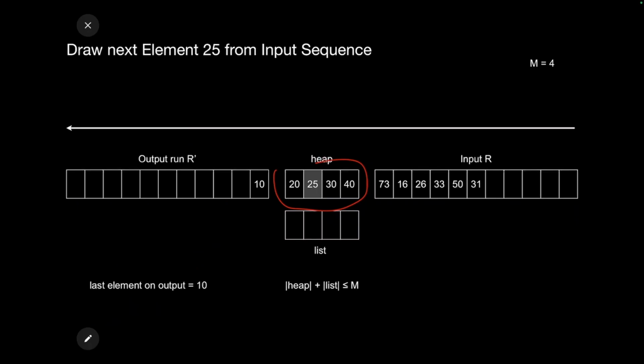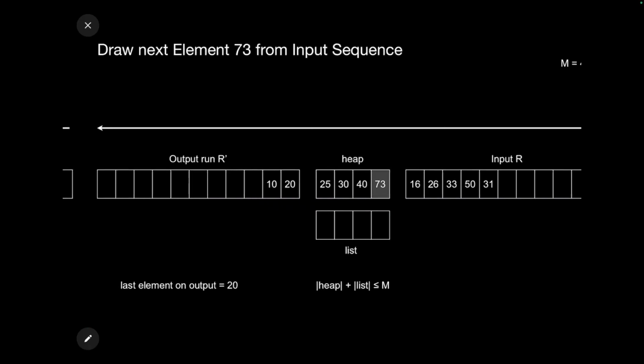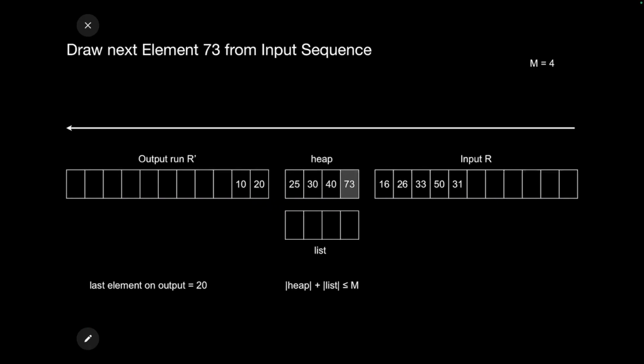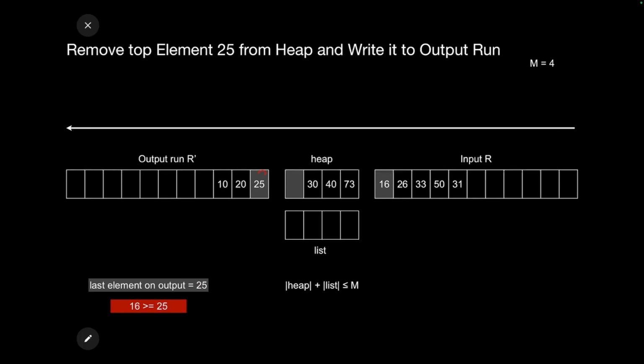So I continue with the algorithm. I remove the top element 20, send it to the output. Now I have free space again. Draw the next element 73. Okay, that's again greater or equal 20. I put it to the heap. I remove the next element 25. Great, put it here. I draw the next element here. That's 16. 16 must not be put to the heap, because I already emitted elements greater than that.